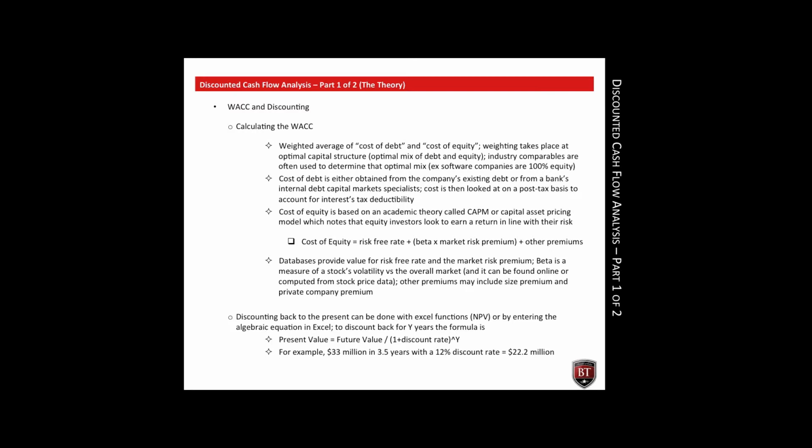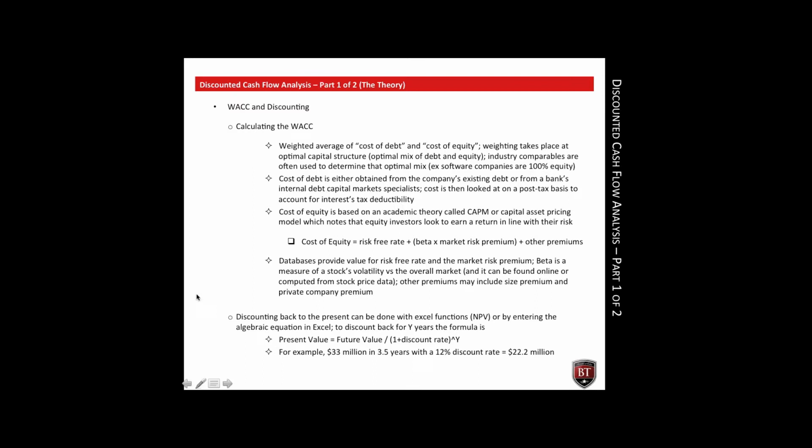Cost of equity is based on an academic theory called CAPM, short for Capital Asset Pricing Model, which basically notes that equity investors need to earn a return in line with their risk. They can put their money somewhere risk-free, and to put it into equities, or in a particular equity, they need to be compensated for the additional risk and volatility there.